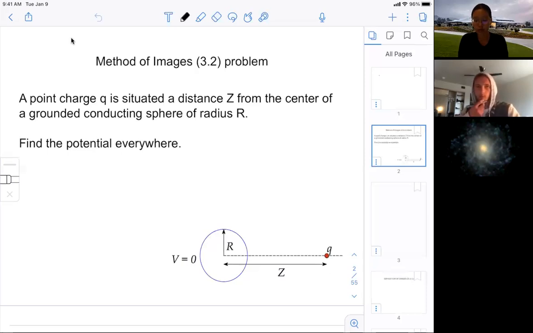I'm going to give you some time to discuss where you think this image charge needs to be located. Spend a couple of minutes in your group to talk about where you think this image charge needs to be. Then you can take a screenshot before you discuss.